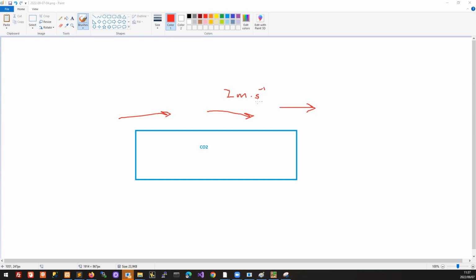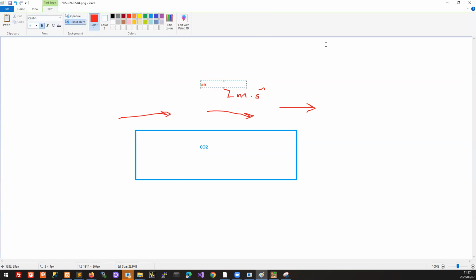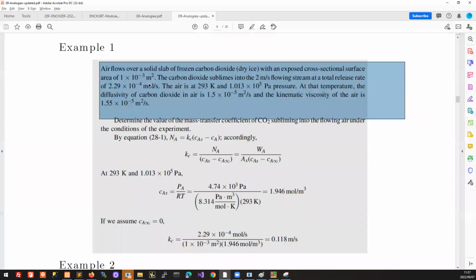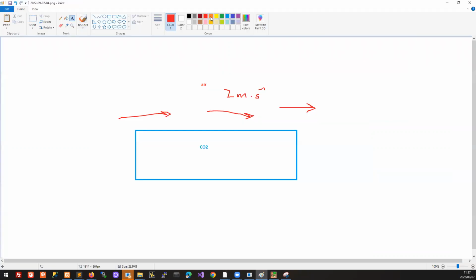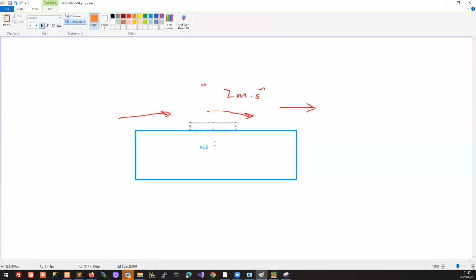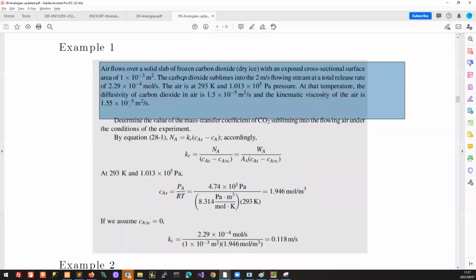And this is air, right? So that's air. So air is flowing, and we have some other information. The exposed area is 1 × 10⁻³ meters squared. So the area here, let's just write that, 0.001 meters squared. So we know the surface area.